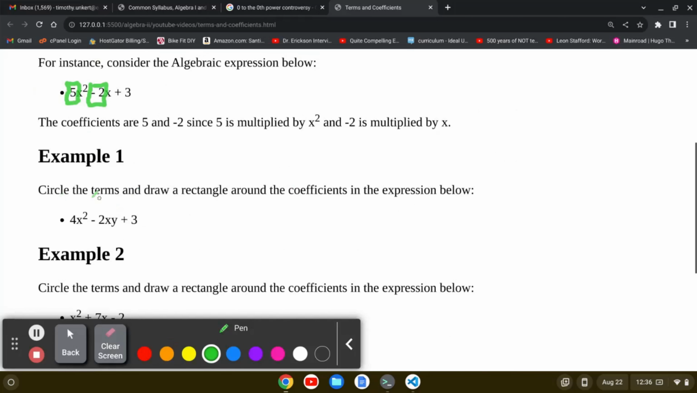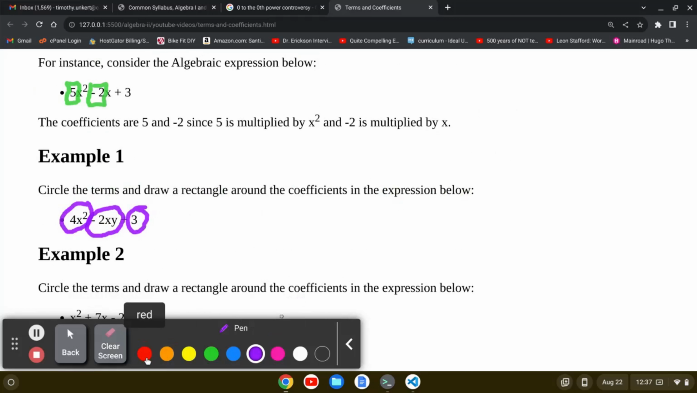So in this first example, we have: circle the terms and draw a rectangle around the coefficients in the expression below. So I think I'm going to circle the terms. Let's do it in purple here. And so we're going to circle this term. We have 4x squared as a term, minus 2x, we have to include that negative, is a term, and then 3 is also a term.